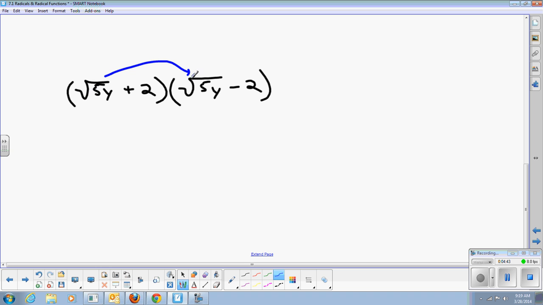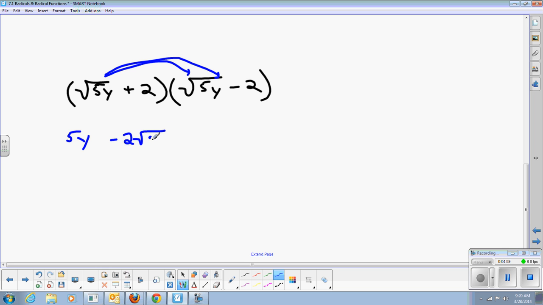The square root of 5y times the square root of 5y. Well, a square root times a square root equals the number on the inside, so that will be 5y. Now I have the square root of 5y times a minus 2 times the square root of 5y.